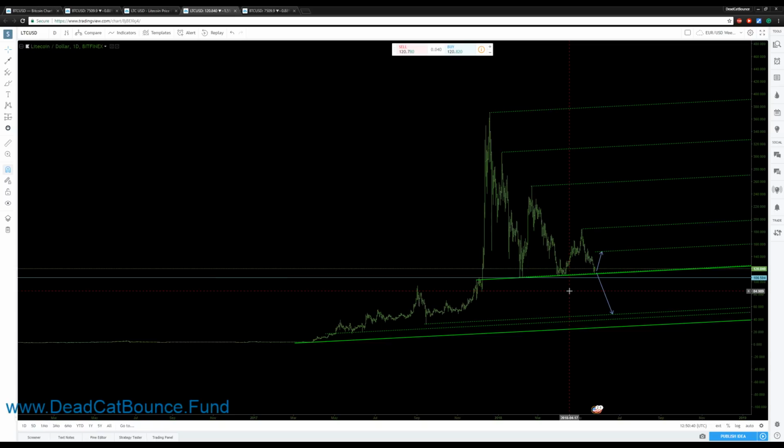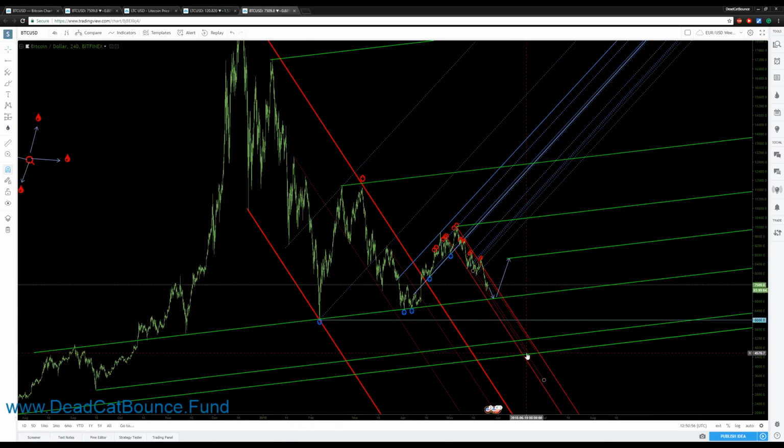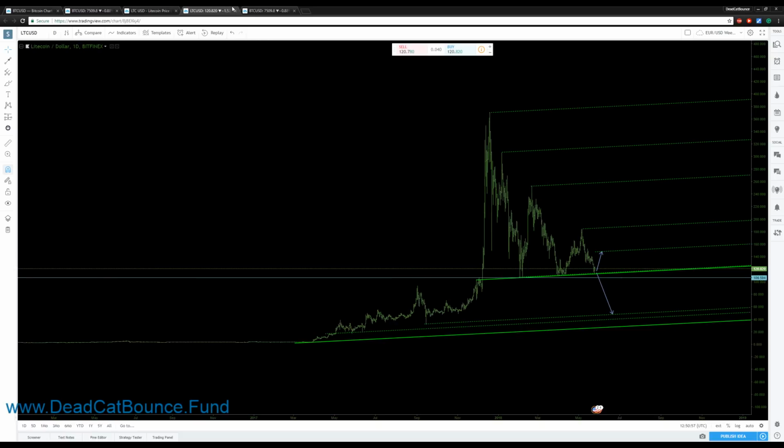Anybody who doesn't care whether the price goes up or down, but just looks at the market objectively and says, all right, so what is the most likely scenario? Well, the most likely scenario is a move down to $30 for Litecoin and 4K or maybe even lower for Bitcoin.